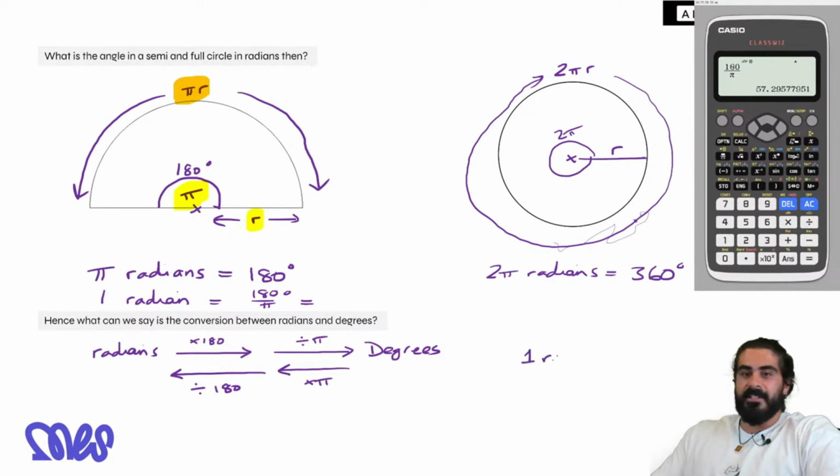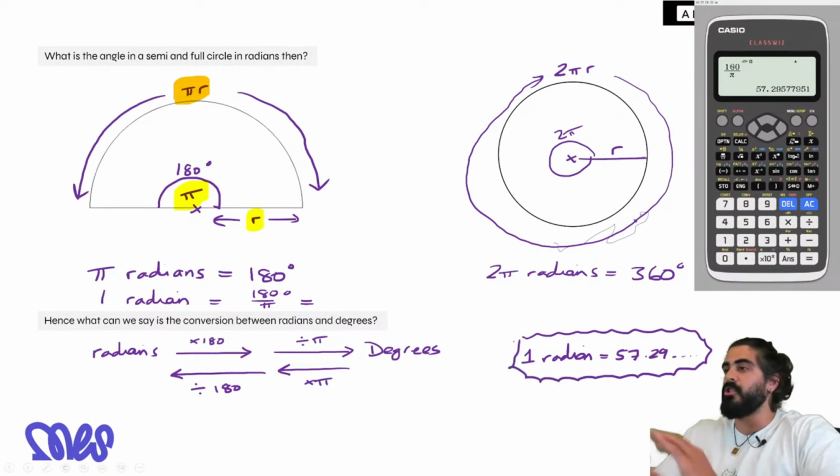So we can say 1 radian, if you want to write this down, this is fine, 1 radian is 57.29... You can even say it's about 60 degrees. So it gives you a bit of context, right? If you see an answer of 2 radians, you know it's about 120 degrees or so. So it's nice to know what 1 radian is, so you can kind of go from there.